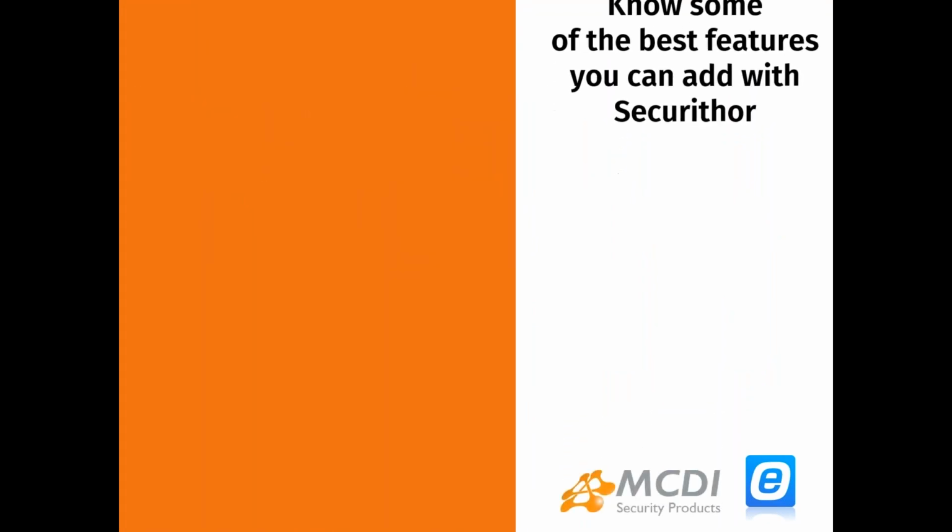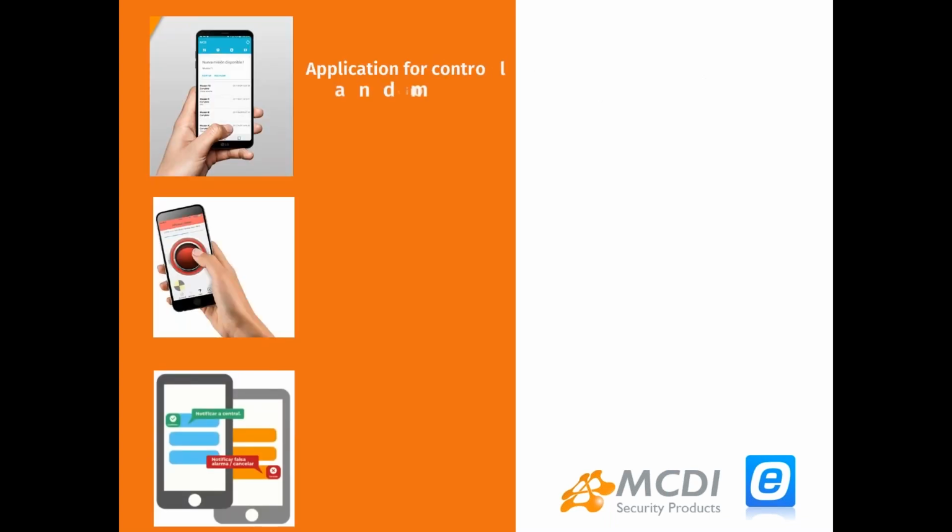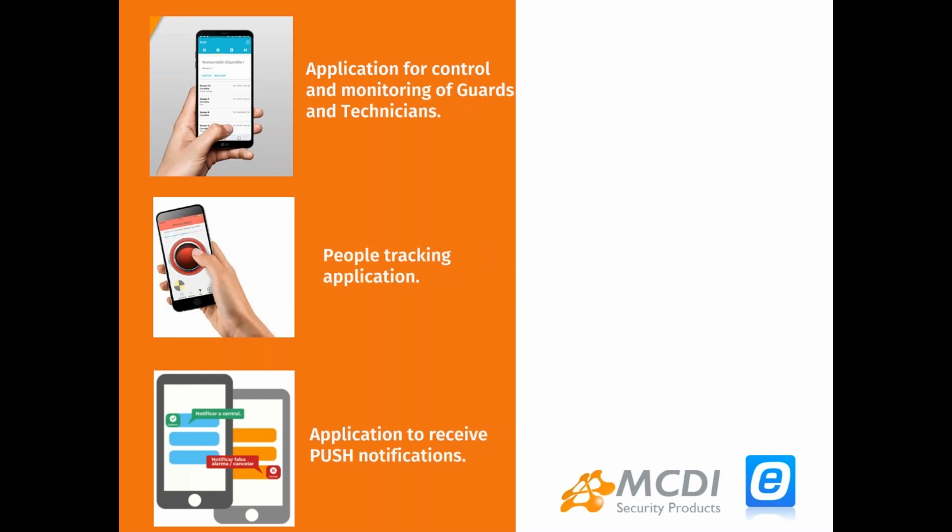So we can have more features in Securitor, which is also important. You can start with a basic software, we call that the core version of Securitor. And then you can add some applications for smartphones. The first one is an application for technicians and guards. You can also have tracking dispatch of the vigilance and the technicians as well. We can also track persons by their smartphone.